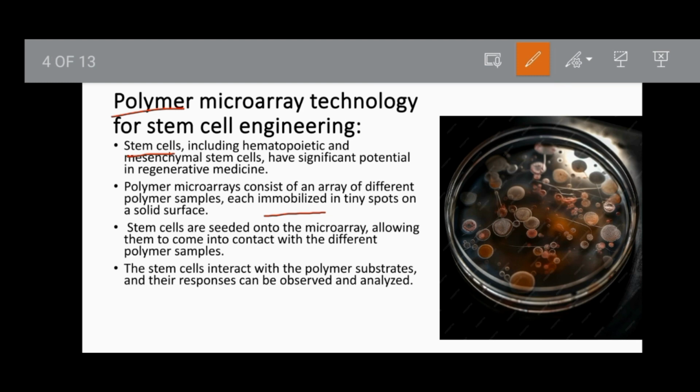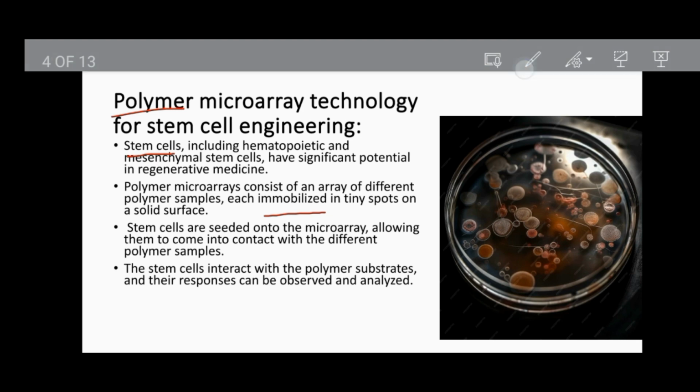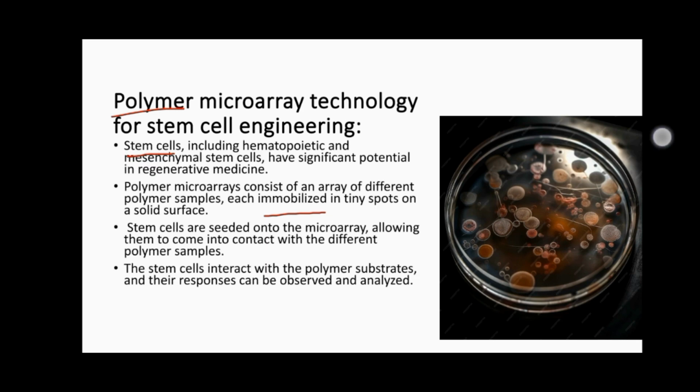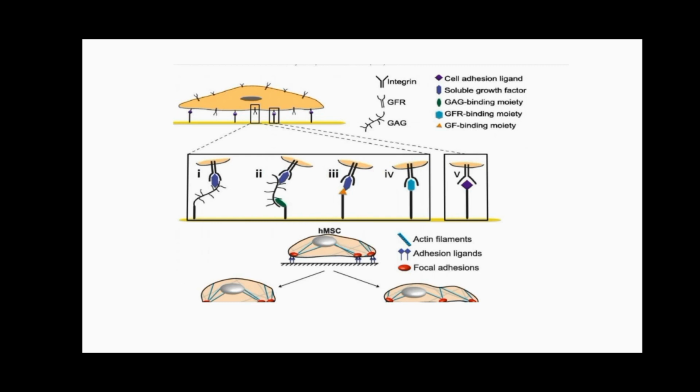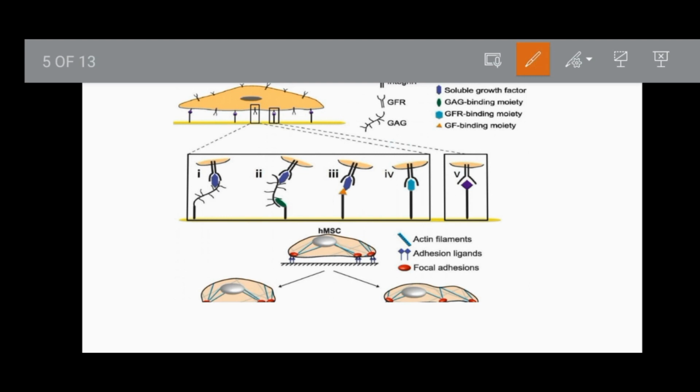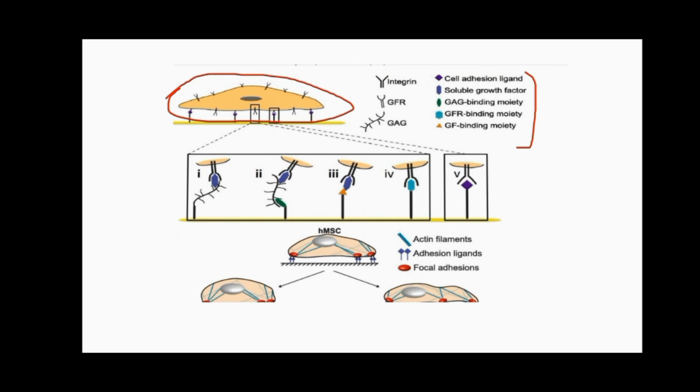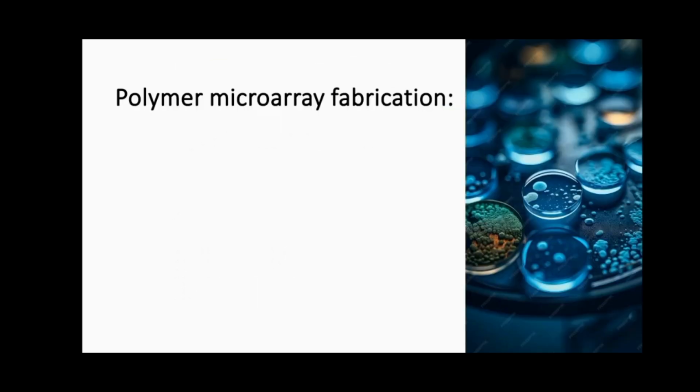And we are already familiar with stem cells, especially hematopoietic stem cells and mesenchymal stem cells, and their significant potential in regenerative medicine. Now, researchers have observed that when stem cells are allowed to come in contact with the polymer substrate, these are the mesenchymal stem cells and these are some of the polymer substrates used here, whenever they come in contact with polymer substrates, they elicit significant differentiation and regenerative abilities. That's why polymer microarray technology is of particular interest.